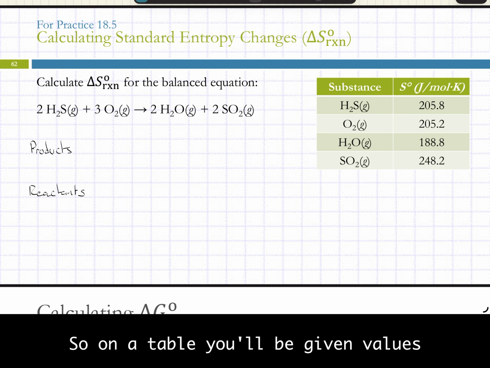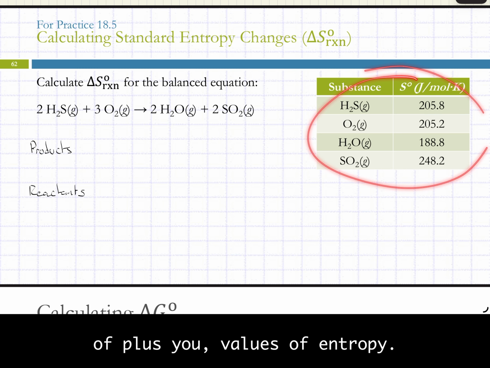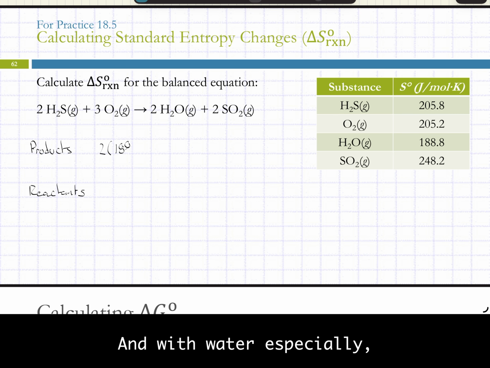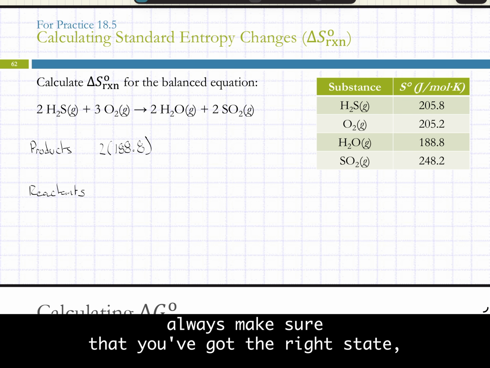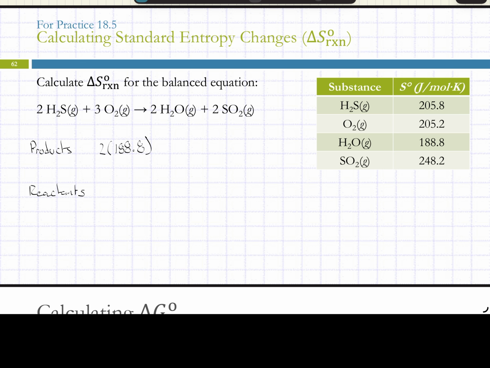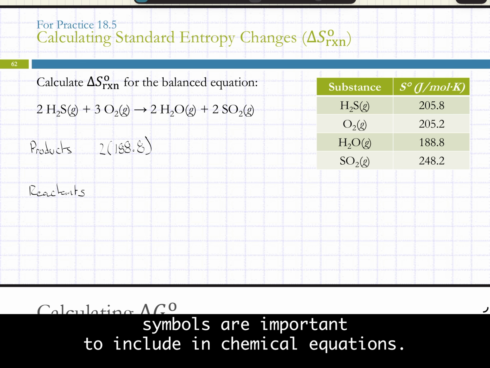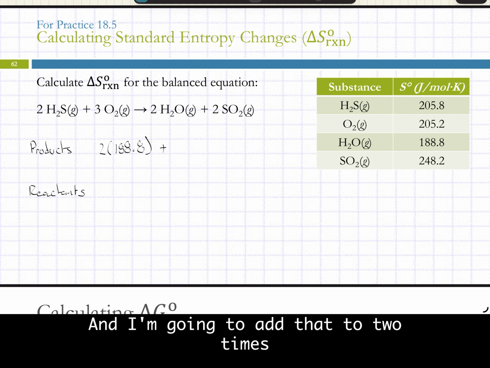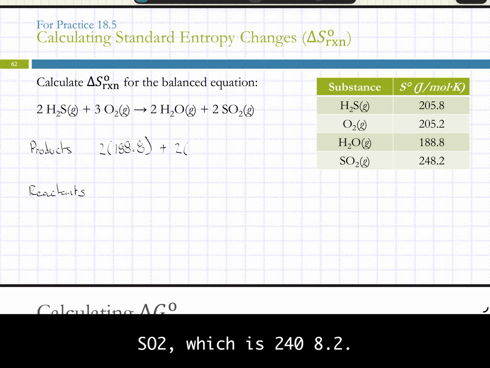So on a table, you'll be given values of entropy. And so I'm just going to take 2 times whatever the value is for water. And with water especially, always make sure that you've got the right state, because you'll probably have solid, liquid, and gas on the chart, which is why state symbols are important to include in chemical equations. So this is for the gas. We've only got the one for gas. And I'm going to add that to 2 times SO2, which is 248.2.